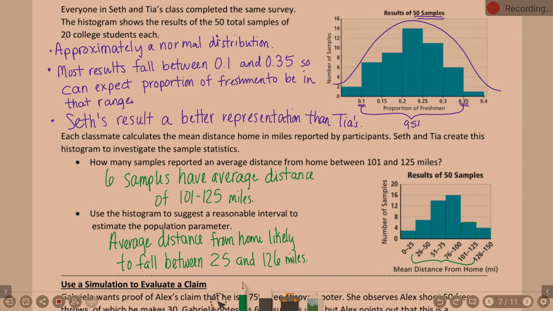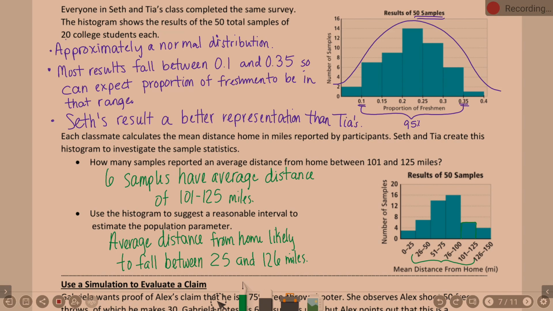I think we're finally done talking about Seth and Tia. We get to move on to Gabriella and Alex. So get what you need there, and then start looking down at the next part when we talk about using a simulation.